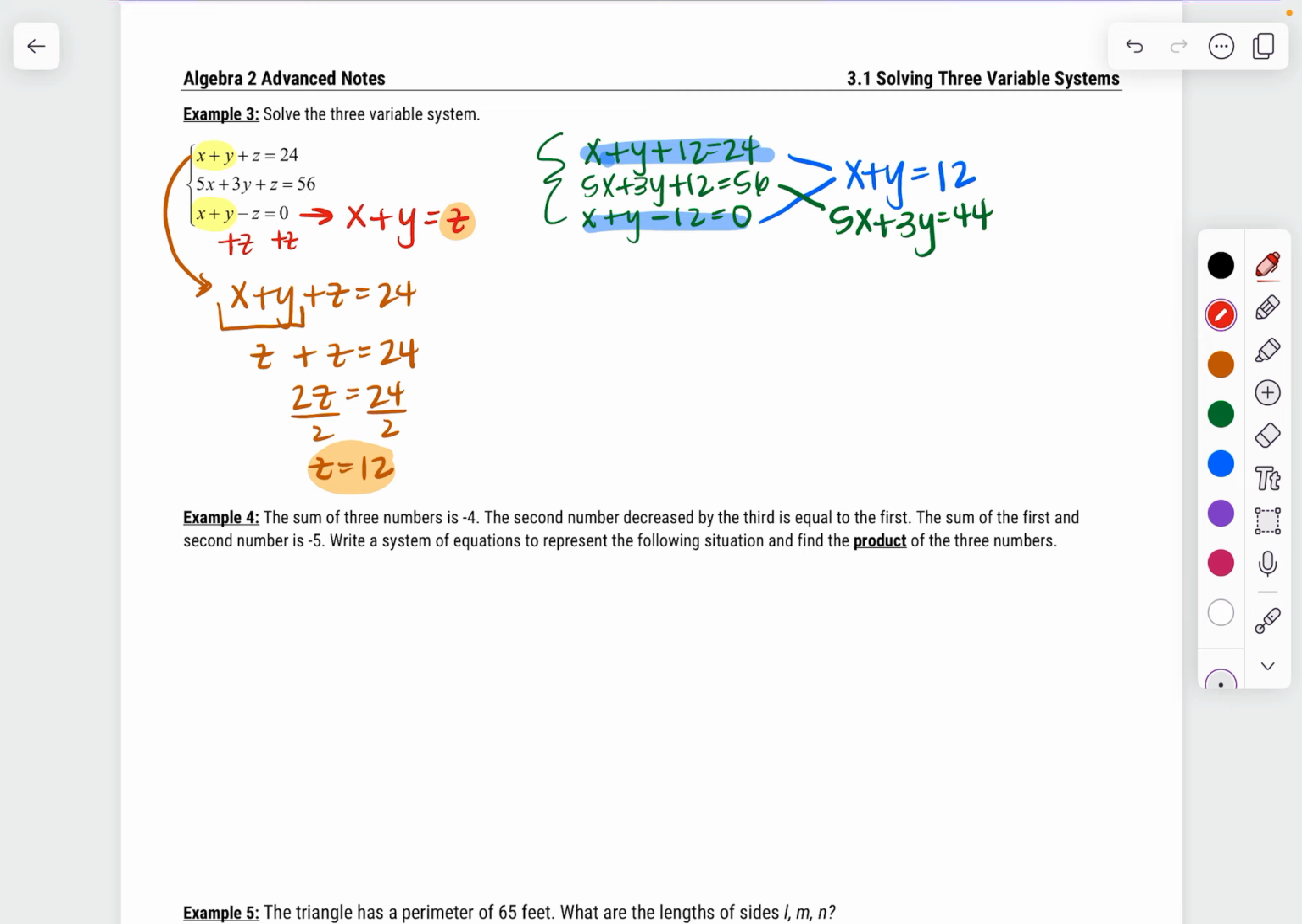I already see that there's a 5x there, so I'm just going to come in on the top, and everything's going to get multiplied by negative 5. So I'm going to have negative 5x minus 5y is equal to negative 60.